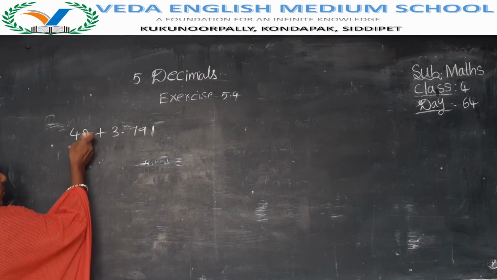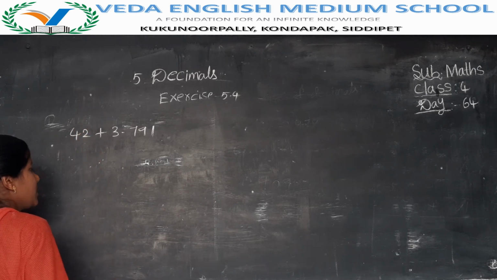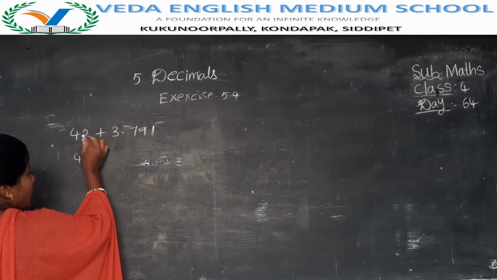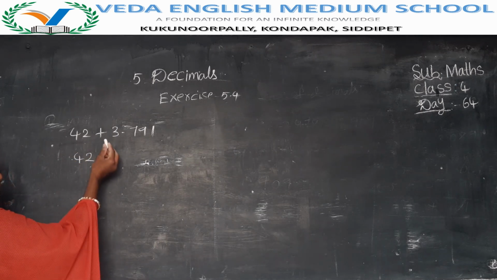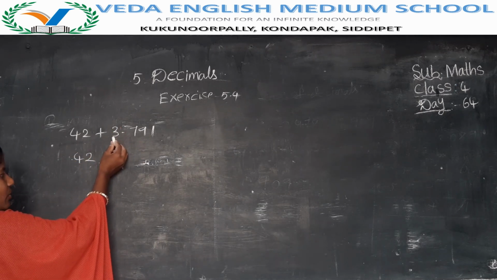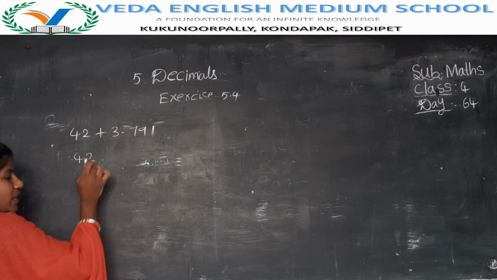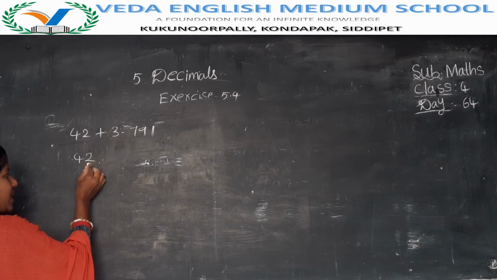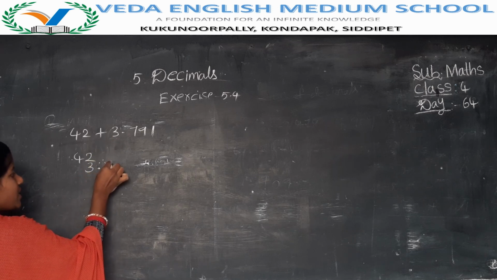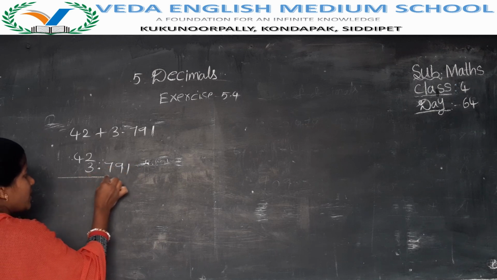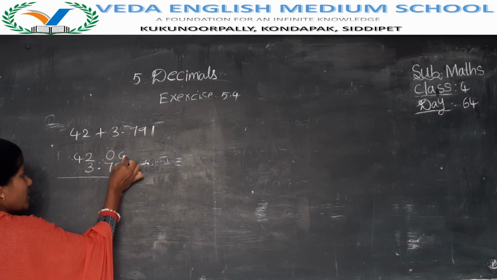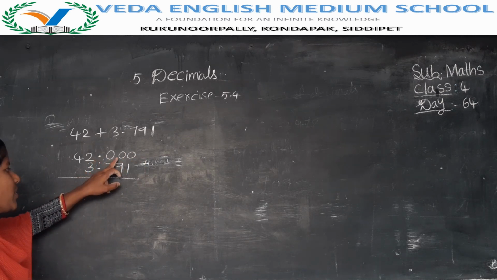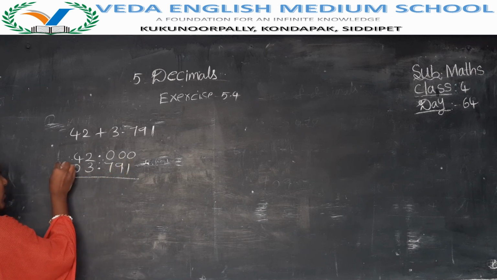Here we don't have a decimal number, we have only a whole number. Then how to add that? First we have the whole number. Write that whole number as it is, 42. Then for this whole number add the decimal number. In this decimal number, 3 is in the whole number part. What is the place value of this 3? 3 is in the ones place, so write it in the ones place only: 3.791. Here also if the digits are not sufficient, then you can write zeros. Now it is 42.000. Because after the decimal point there is no value, here also you can keep zeros.